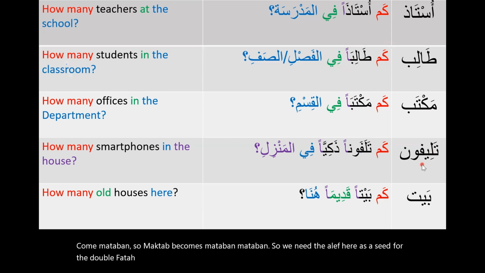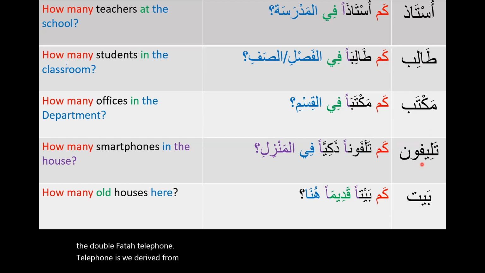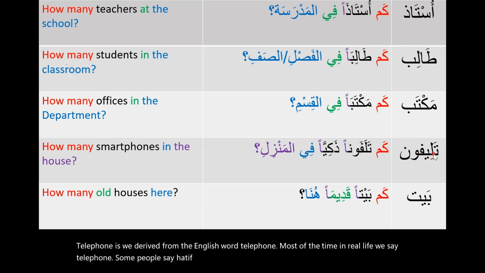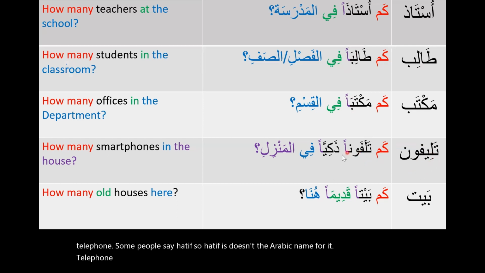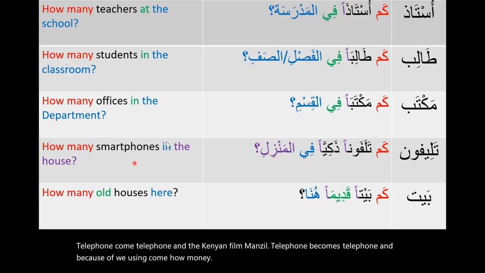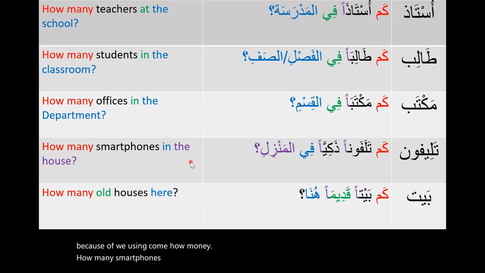Telephone, we derive from the English word telephone. Most of the time in real life, we say telephone. Some people say hatif, that's the Arabic name for it. كم تليفونا ذكيا في المنزل. Telephone becomes telephonan because we are using kam. How many smartphones are in the house?